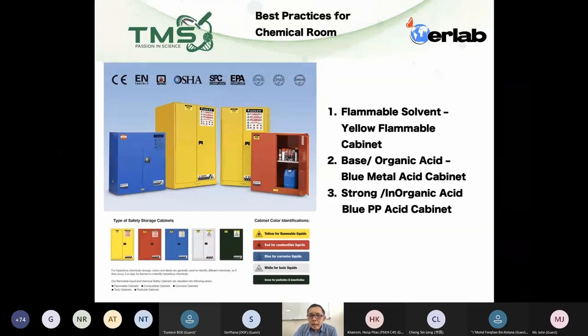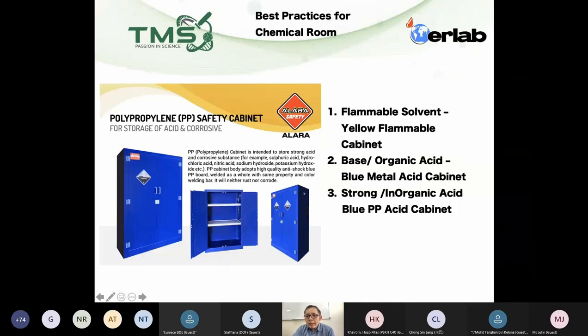The blue color is for acids and bases. Gray or white is for toxic chemicals. And the green color, which I never see in Malaysia, is for insecticides and pesticides, right? I want to highlight the blue color. With the blue color, you will have two types of material. The first type is the metal acid cabinet. The other type is a fully polypropylene plastic acid cabinet.